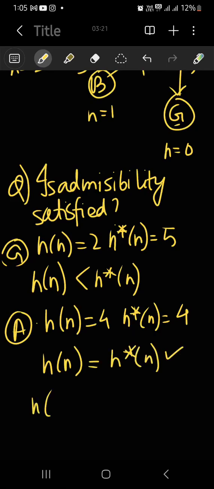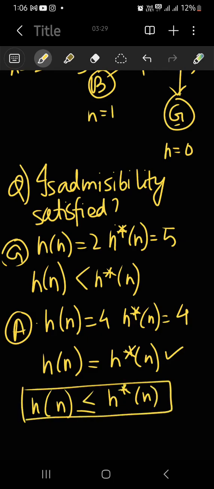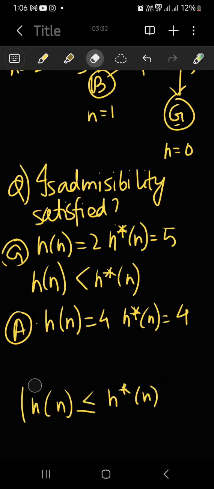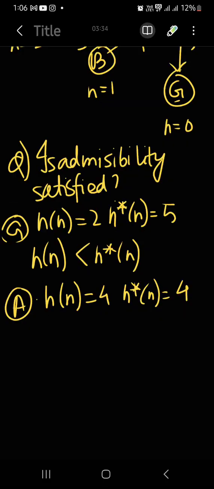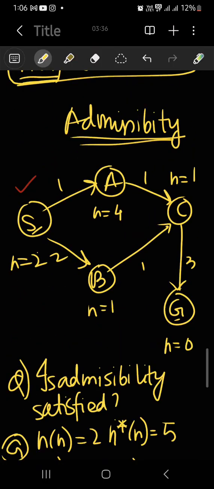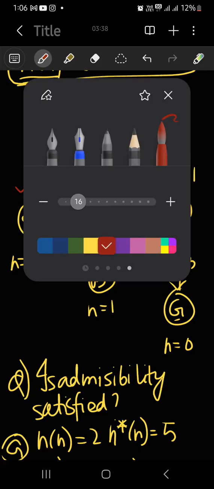The condition for admissibility is H of n, the estimated cost, should be less than or equal to the actual cost. Okay, so this condition is getting satisfied over here, so it's perfectly okay. So for A also, the admissibility criteria is getting satisfied. Fine.